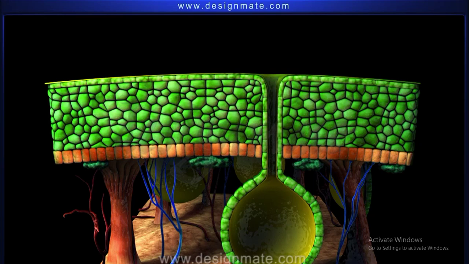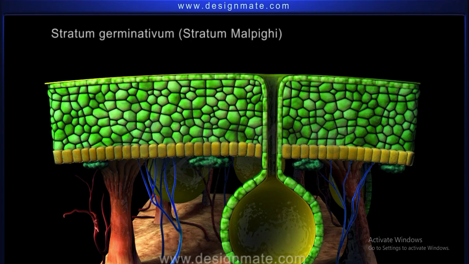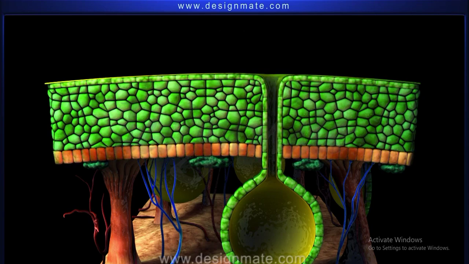The innermost layer of the cells of the epidermis rests on the basement membrane and consists of more or less columnar cells having large, distinct nuclei. The cells of this layer being capable of dividing, the layer is called stratum germinativum or the stratum malpighi. Its cells divide and produce new cells which are pushed continuously towards the outer surface.